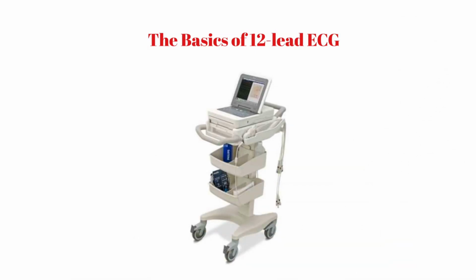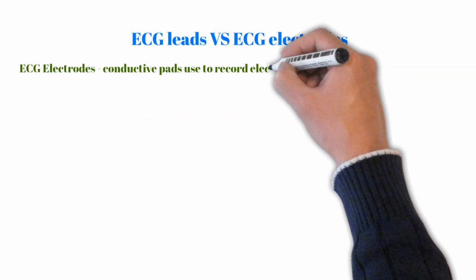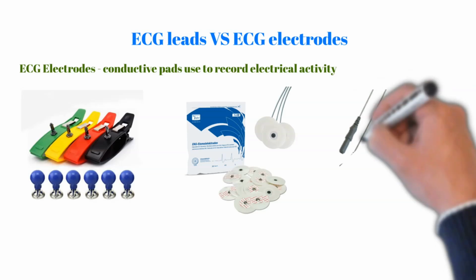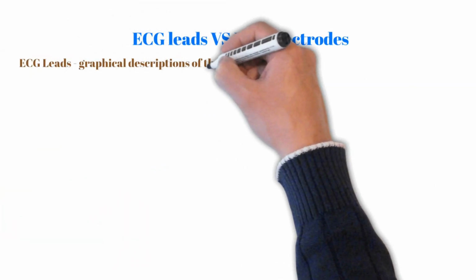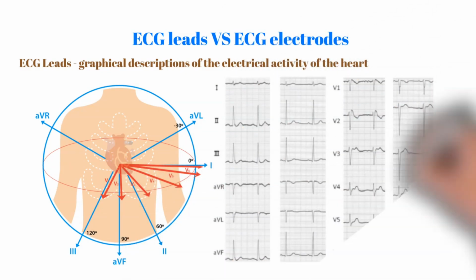First, we need to clarify the difference between ECG leads and ECG electrodes. An ECG electrode is a conductive pad which is attached to the skin to record electrical activity. The data gathered from these electrodes allows the 12 leads of the ECG to be calculated. Example: lead 1 is calculated using data from the electrodes on both the right and left arm. In other words, an ECG lead is a graphical description of the electrical activity of the heart, and it is created by analyzing several electrodes.